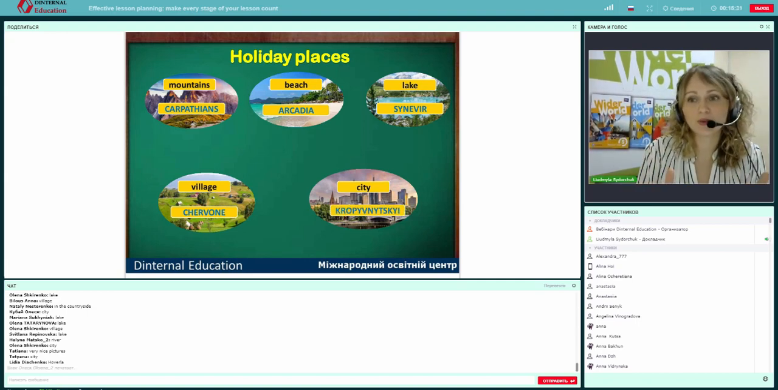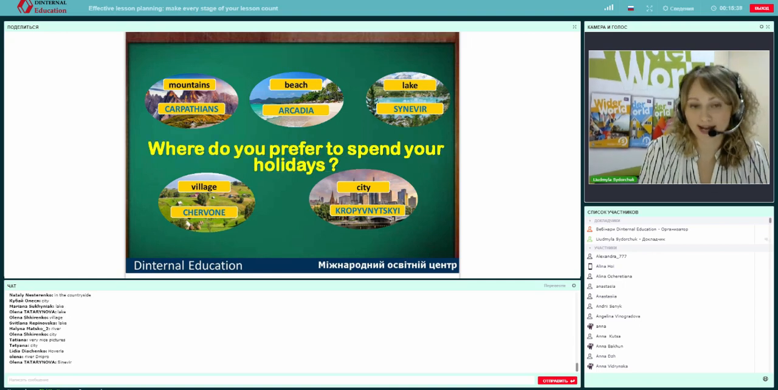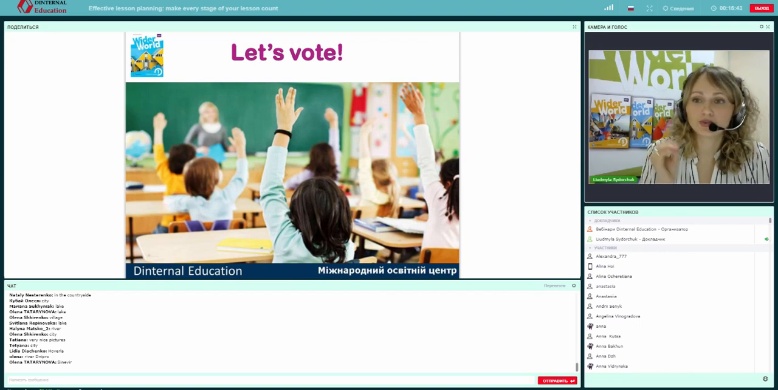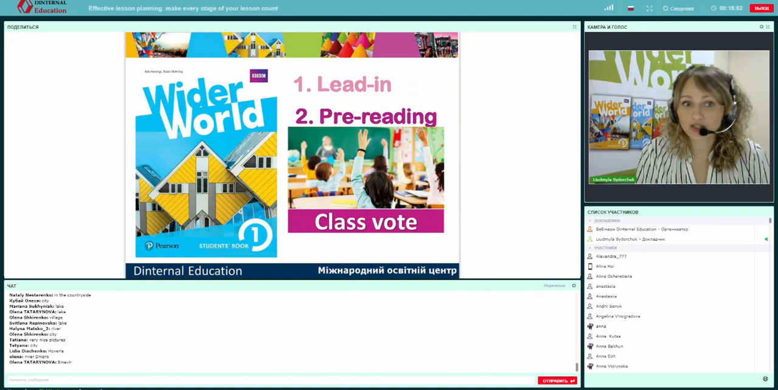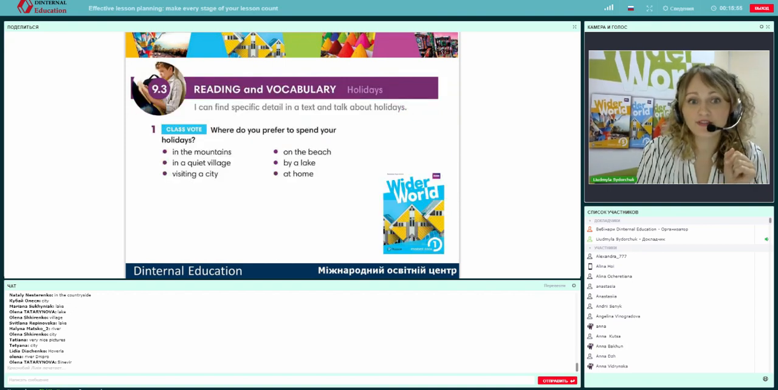As soon as we have done that, we may vote where, as a class, for instance, we would like to go in Ukraine. And then, where do you prefer to spend your holidays? Then your students vote, you choose the winner place in Ukraine, and this will be our pre-reading task. Actually, this class vote is in the Wider World first task.